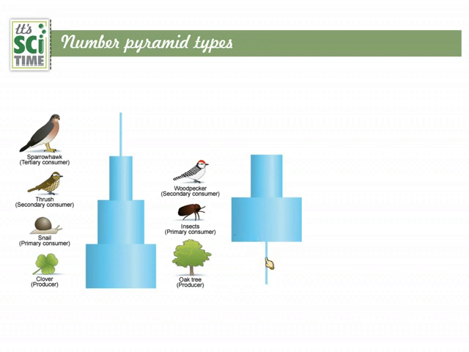Likewise, this type of number pyramid is an inverted one. This is an upright number pyramid. This is an inverted number pyramid. Go to the third type.